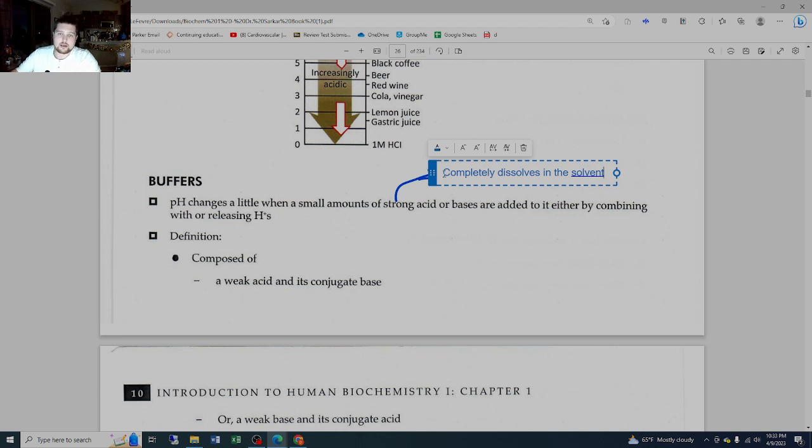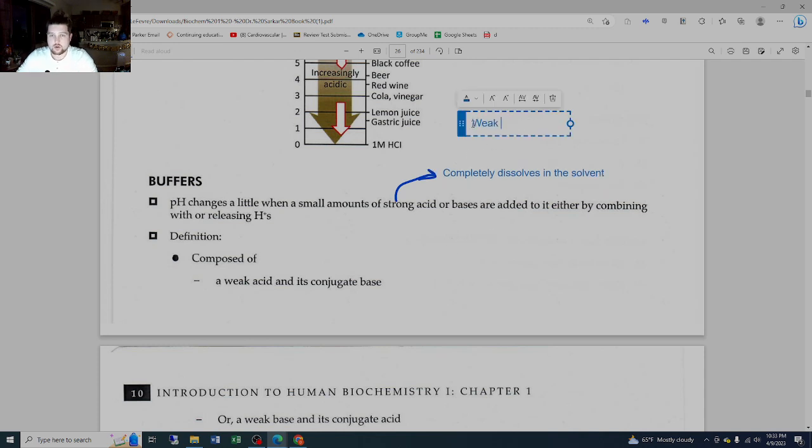So something like hydrochloric acid, for example, is a strong acid because it completely dissolves, all of its hydrogen dissolves. You'll also see some things being described as weak acids, and that means it partially dissolves. A weak acid or base partially dissolves.